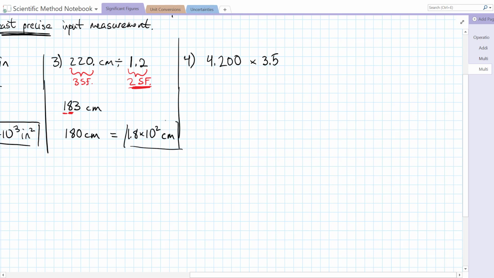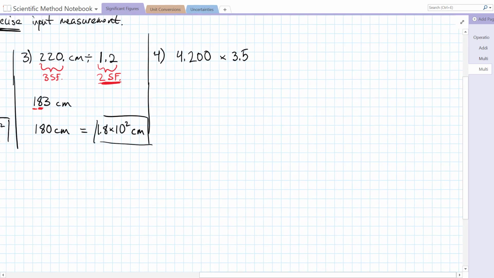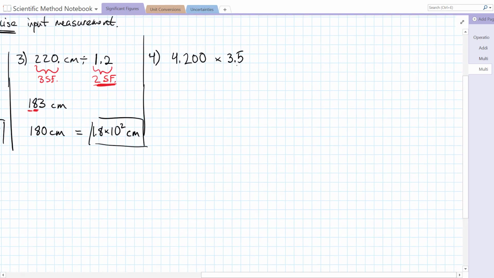One last problem. We have 4.200 times 3.5. No units on any of these, but we can check the sig figs. This has 4 significant figures. This has 2 significant figures. So we round to whichever one is least precise or less precise. That's going to be over here, the 2 sig fig number. Our final answer should have 2 sig figs.